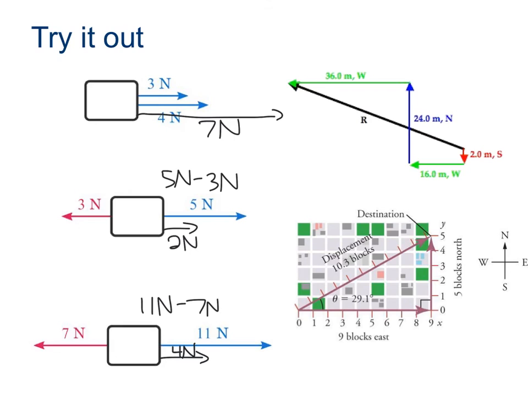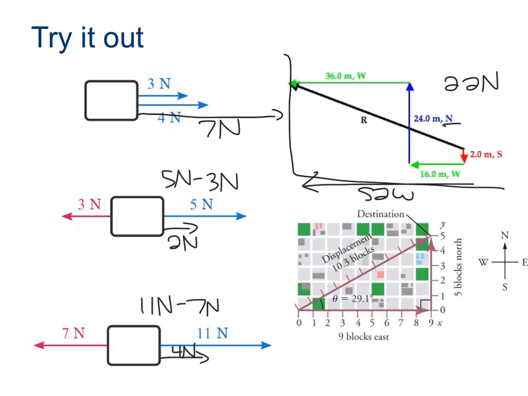We can look at slightly more complex ones. So we see in this top one over here that we've got forces going west and forces going up and down, north and south. So we can combine that north and south. If we have 24 north and 2 south, that's the same as going 22 north. And 16 west plus 36 west is the same thing as going 52 west. And we can put those together to find this resultant. That's something that we're going to do in the next section or the next part of this class.